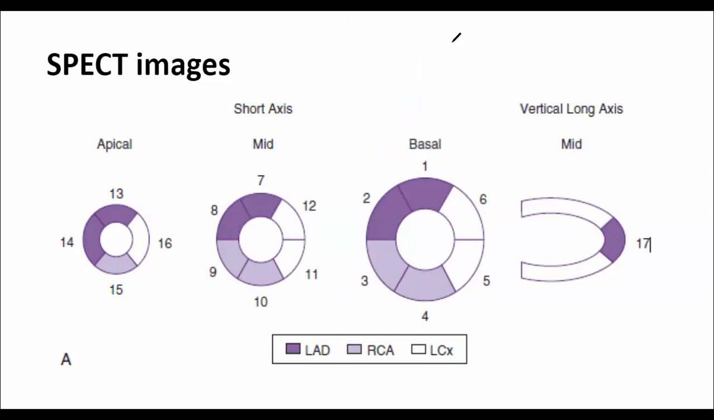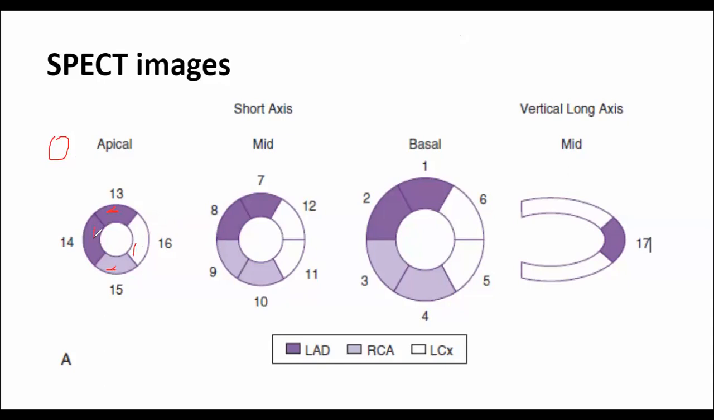So what you have to remember, everyone needs a bit of your attention, please. Starting from the apex, just remember, as you have this donut, this is anterior, this is inferior, this is lateral, and this is septum.